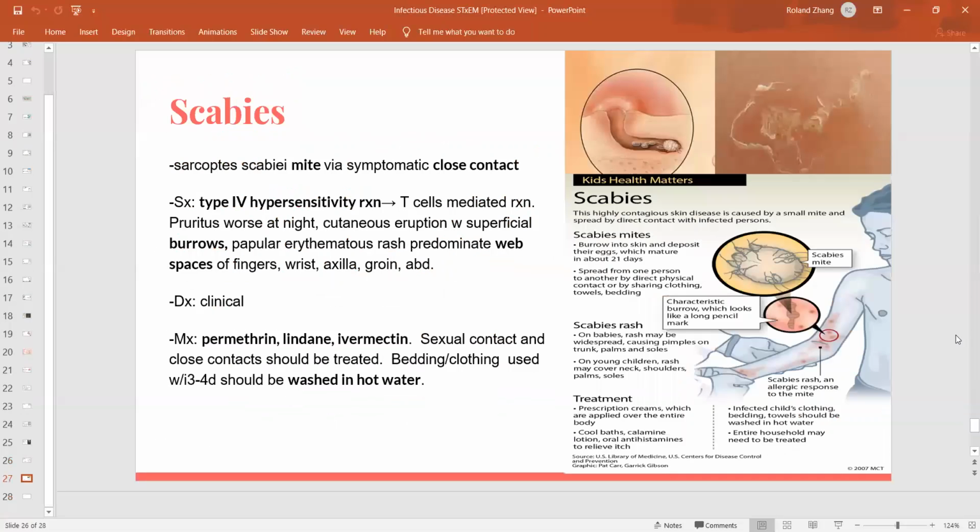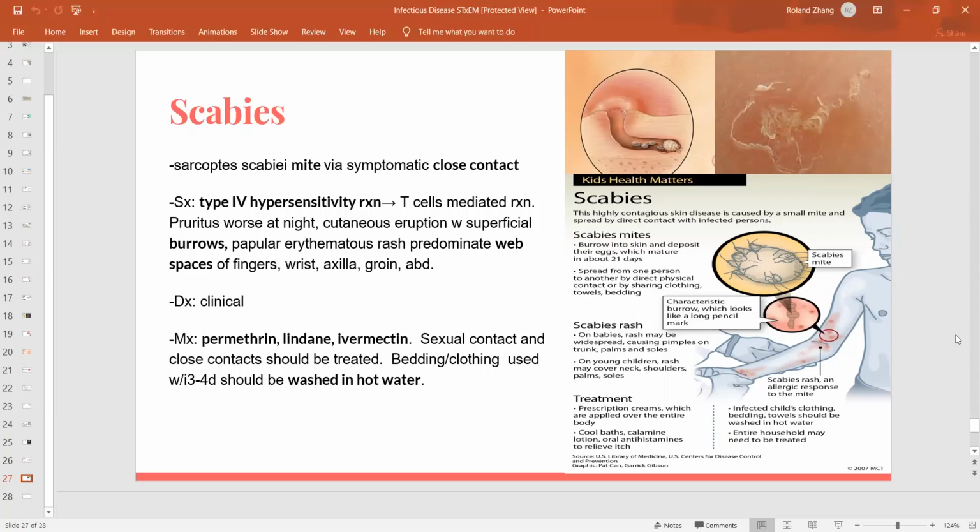Next slide, scabies. We see this kind of often in our ER, depending on the demographic of where you are, location-wise, your practice. But it's caused by mites, and symptoms are generally due to close contact with someone who has scabies. And it causes a type 4 hypersensitivity reaction, which is a T-cell mediated reaction. And that causes intense histamine release and the characteristic rash that is papular and erythematous with the burrows due to the scabies.